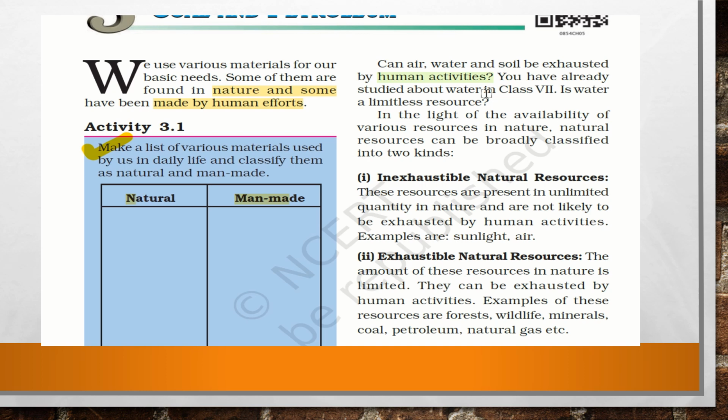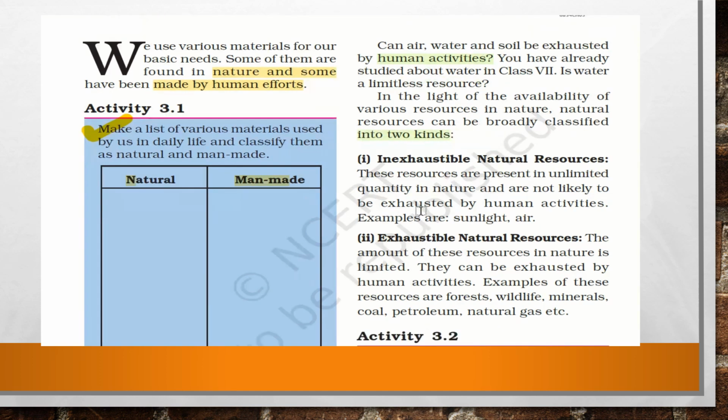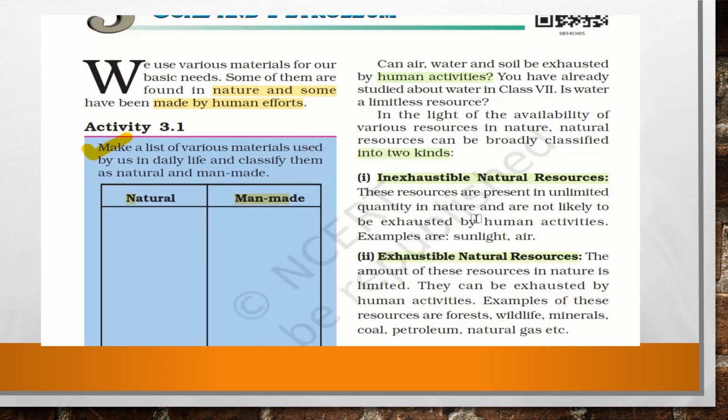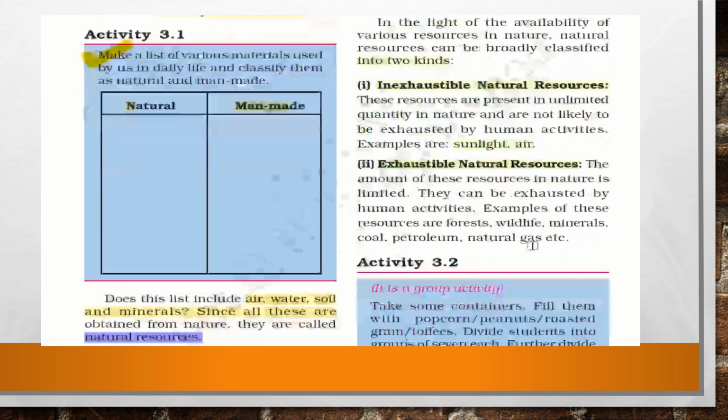In the light of the availability of various resources in nature, natural resources can be broadly classified into 2 kinds. One is inexhaustible natural resources, and the other is exhaustible natural resources. Inexhaustible natural resources are unlimited in quantity and are not likely to be exhausted by human activities, such as sunlight and air. Exhaustible resources are very much limited in nature and can be exhausted by human activities. Examples are wildlife, forests, minerals, coal, petroleum, natural gas, etc.